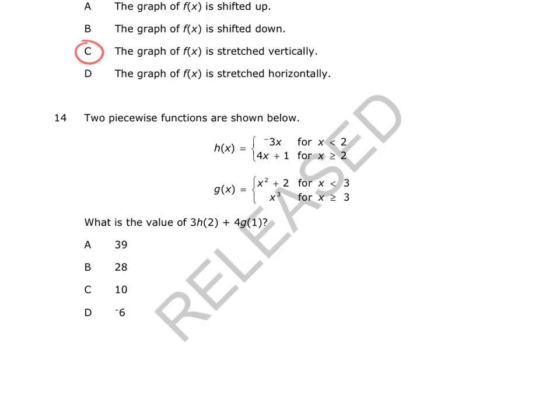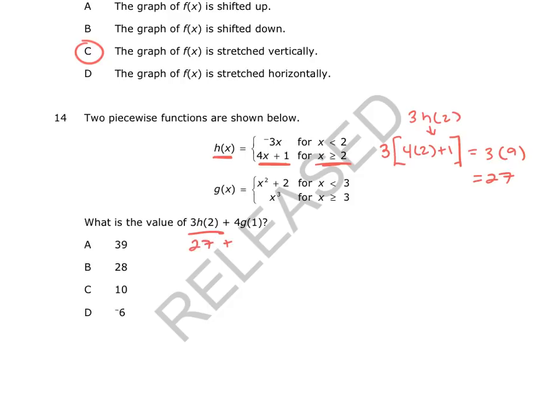All right, 14. I'll do this one by hand. If I want 3h of 2, I know I'm going to look at this function. h of 2 is going to be this bottom part. So that would be 3 times, and I'm going to plug 2 in for my x. So that'd be 4 times 2 plus 1, which would be 3 times 9, which is 27. So the first part is 27 plus 4g of 1.